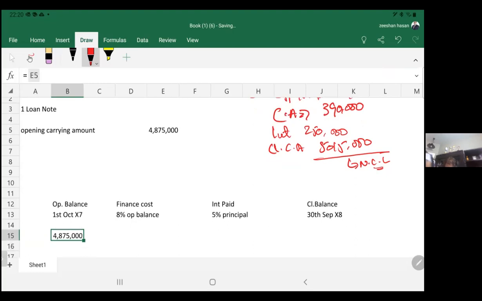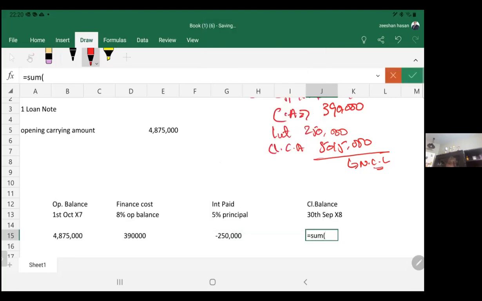Okay. Now, my interest cost will be equal to 4,875,000 multiplied by the interest rate, 0.08. That gives the 390,000 I got, right? And the interest paid will be the same, 250,000 each time.